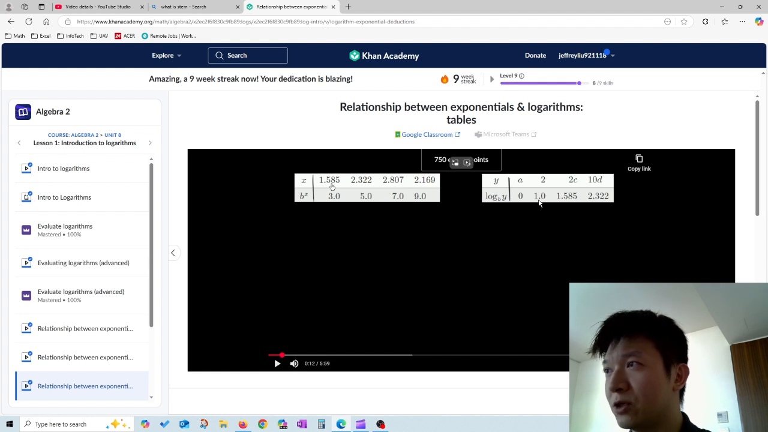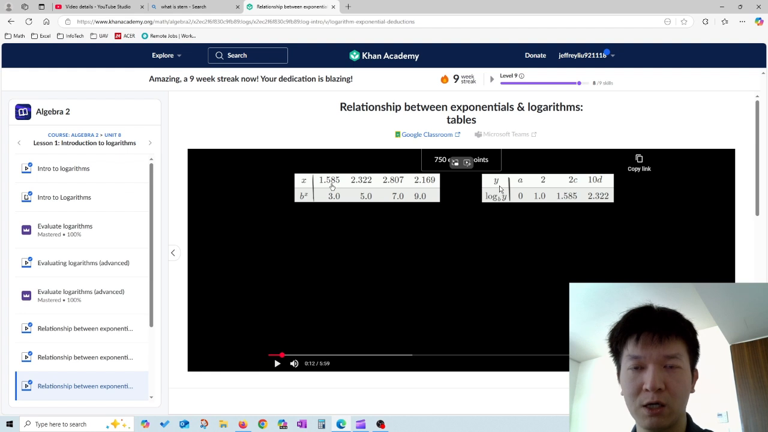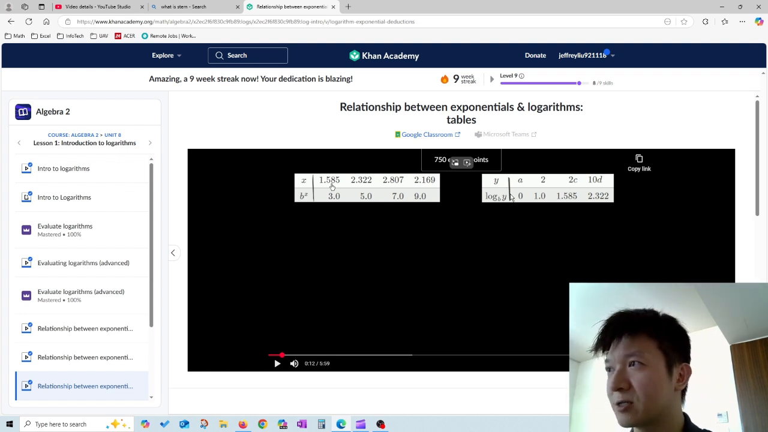But also looking over here, the question might specify that these two are inversely related. So you can see that the logarithm form, you have the same base, the same b over here, right? Same as the x, right? So your x before becomes your new y, all right? So log base, we don't know the base, of a equals 0, right? Log base of 2 equals 1. Log base of 2c equals 1.55. Log base of 10d equals 2.322.